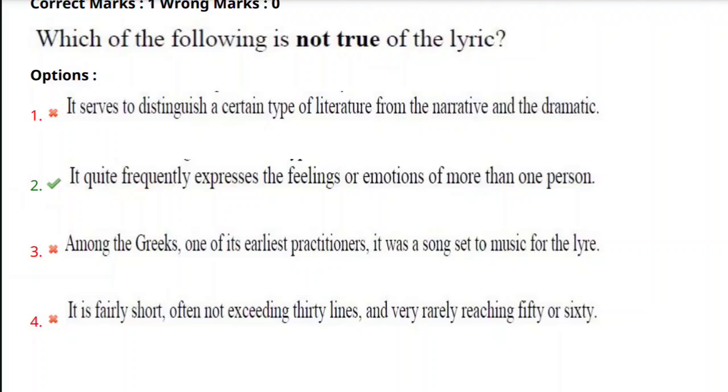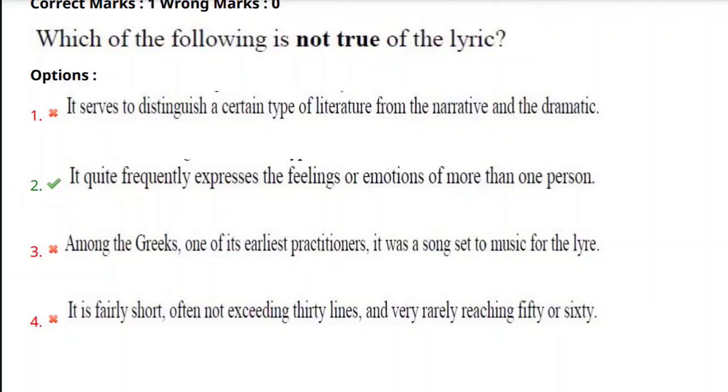Let's look at the other options. Among the Greeks, one of its earliest practitioners, it was a song set to music for the lyre. Lyre was the musical instrument, and in Greek culture the practitioners used to sing a song according to the rhythm of the musical instrument, that is lyre. So the word lyric is derived from the Greek word for the musical instrument lyre.